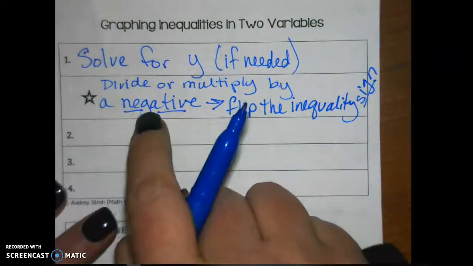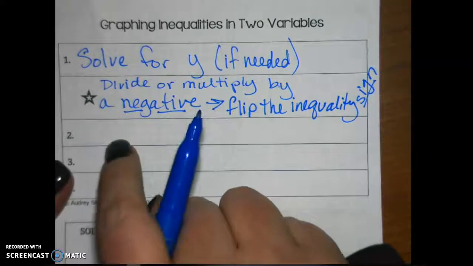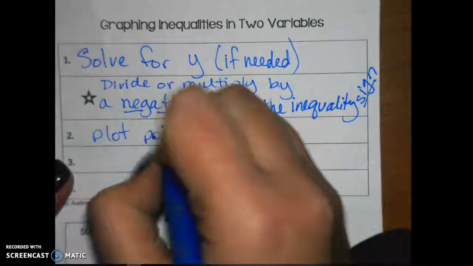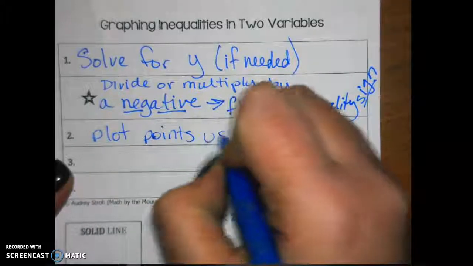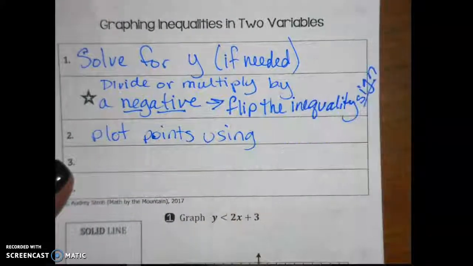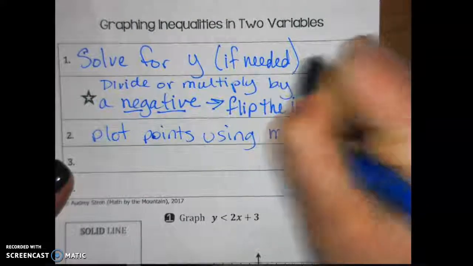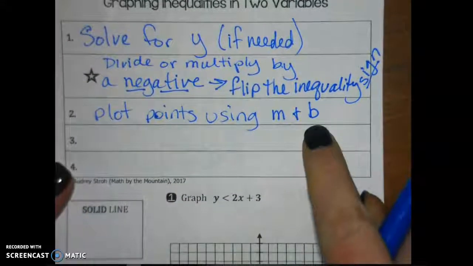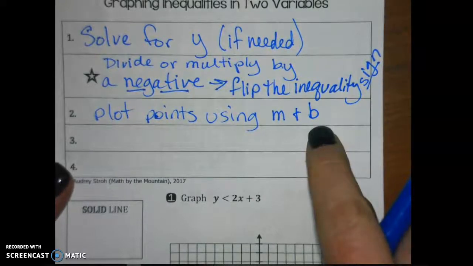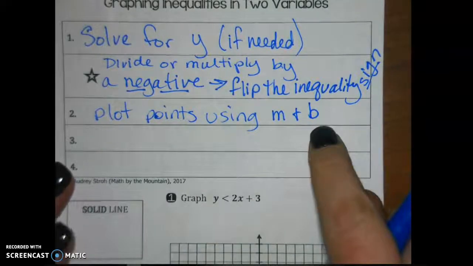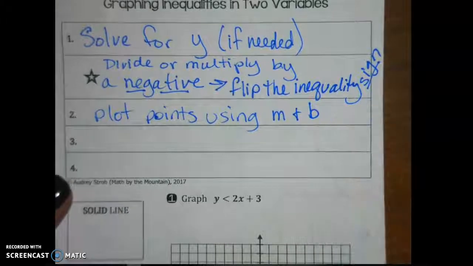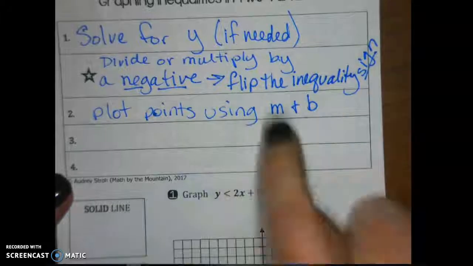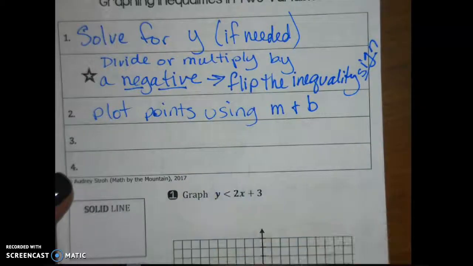Now you can plot your points to graph using M and B. So you're going to plot points using M is what? Yep, slope. And then B is, yep, you're right, your y-intercept. Hopefully your teacher gives you a graph big enough to actually have your y-intercept. If they don't, make a table, and then ta-da, you can do an in and out table, input-output table, and get what you need.